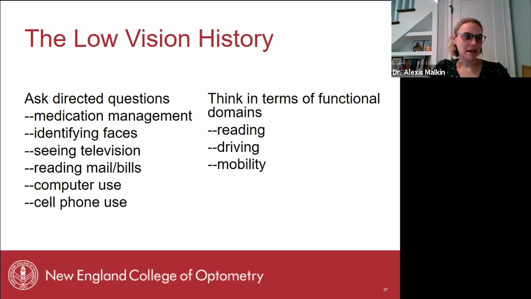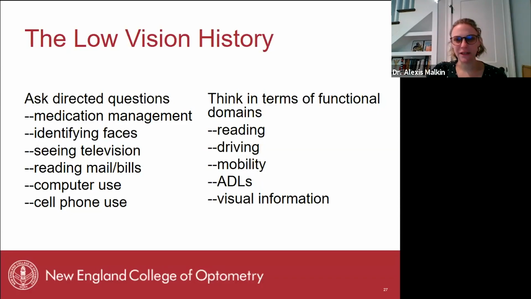Mobility. In addition to asking how people feel they're doing with their mobility, I also like to ask them if they have had any falls in the last year or 2 years, and get them to describe the circumstances of the falls. Activities of daily living, which includes medication management and writing, cooking, bathing, dressing, shaving, those kinds of things are all activities of daily living. And then just general visual information, so glare sensitivity, facial identification, seeing television, any of the general seeing tasks.